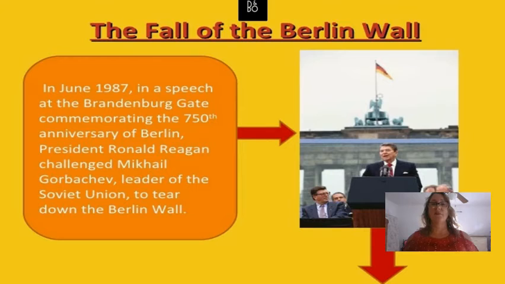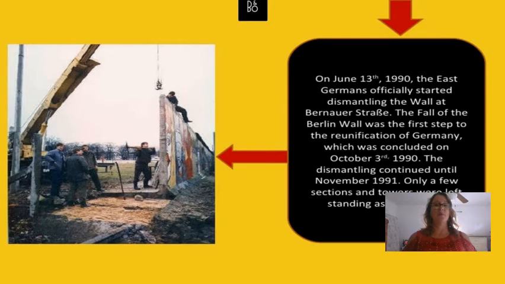Okay, the next significant event that we want to look at is the fall of the Berlin Wall. So you learned that the Berlin Wall was built to protect East Berlin, and it had been around since 1961. In June of 1987, in a speech at the Brandenburg Gate commemorating the 750th anniversary of Berlin, President Ronald Reagan of the United States at that time challenged Mikhail Gorbachev, leader of the Soviet Union, to tear down the Berlin Wall. It's time that we stop separating these people.